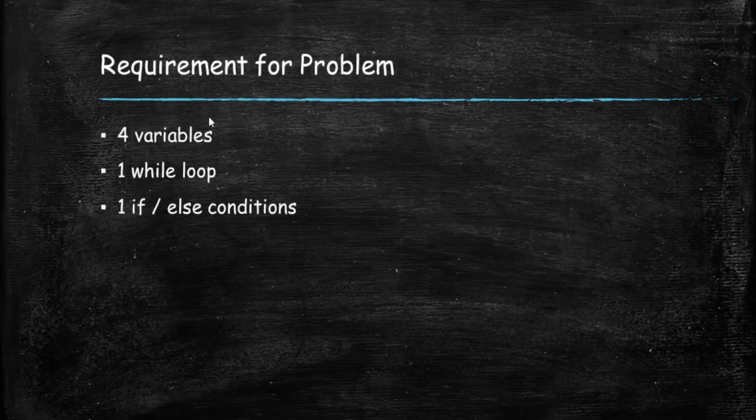To make this program, we will need 4 variables of integer, one while loop. This while loop is responsible for adding up the sum of each digits, and then one if else condition. If it matches the number which user has entered, it will print it is an Armstrong number. If it does not match the number which user has entered, it will say it is not an Armstrong number.